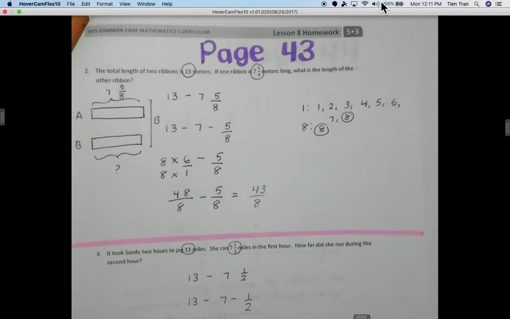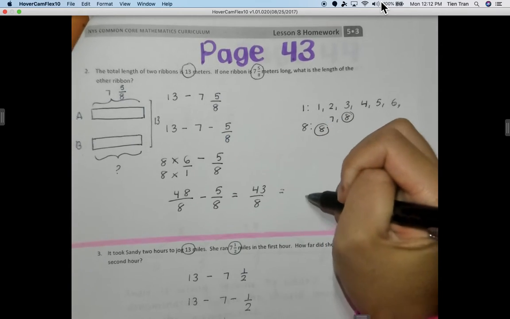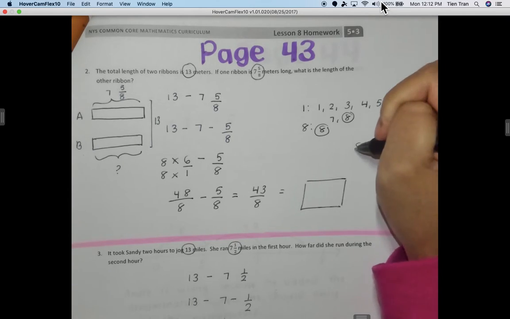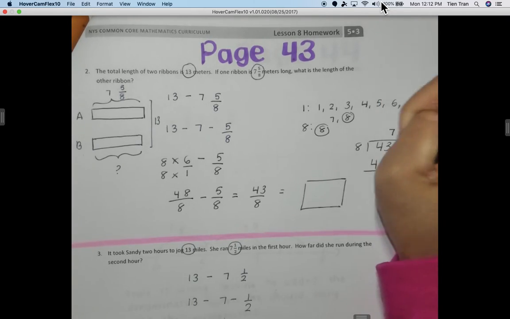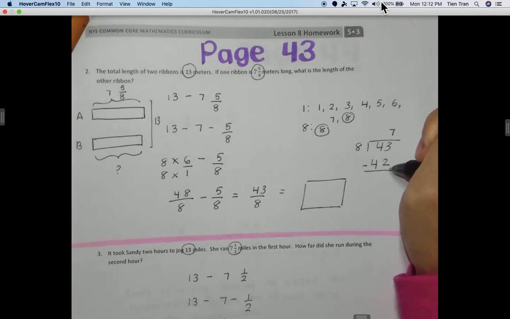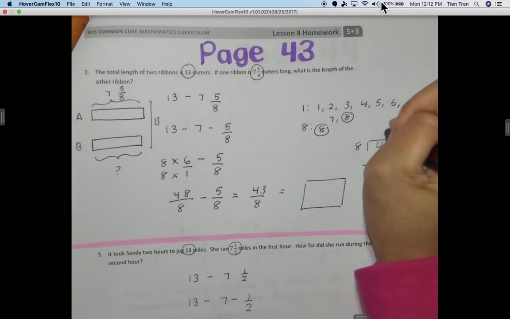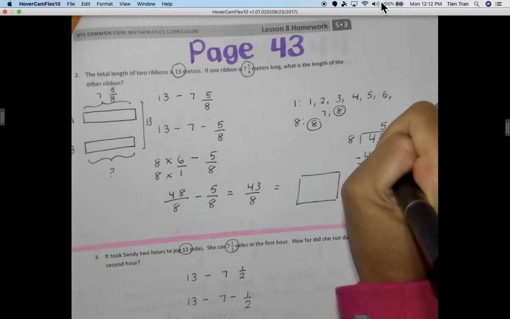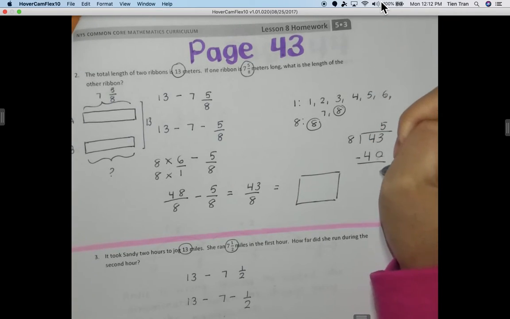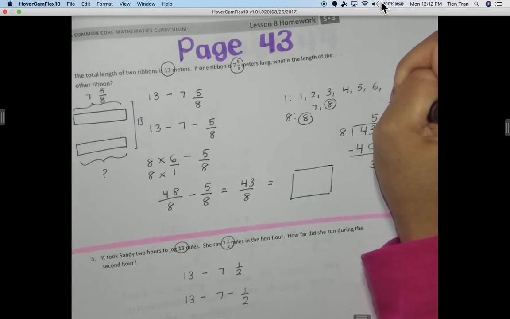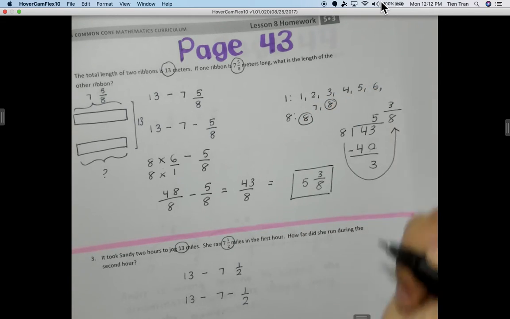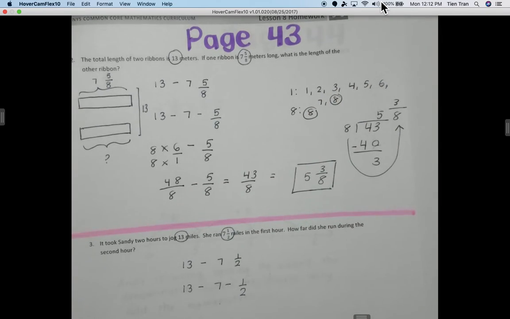Now, I'm not quite done yet because I need to figure out how many times can 8 go into 43. So I'm going to change it into a mixed number. So let's find out what that's going to be. 43 divided by 8. 8 can go into 43 5 times. 8 times 5 is equal to 40, subtract, and I get 3. So my remainder is 3 and my denominator is 8. So I get 5 and 3/8 is my final answer.